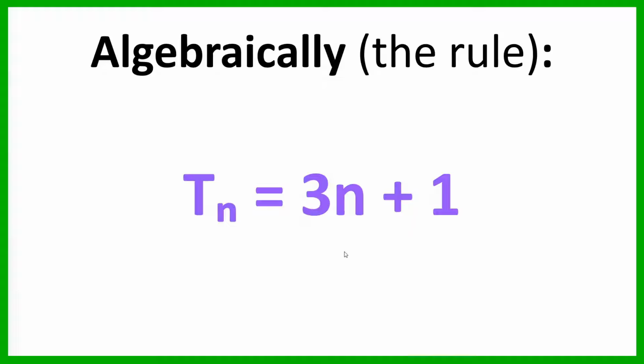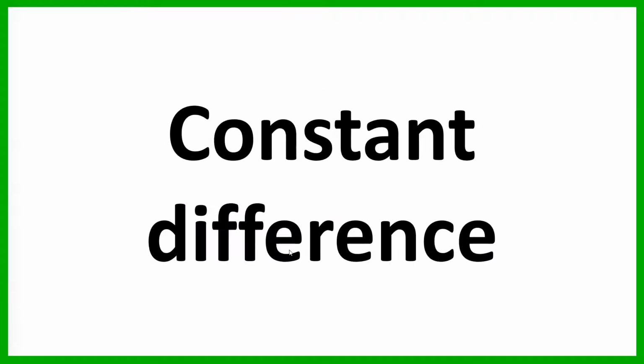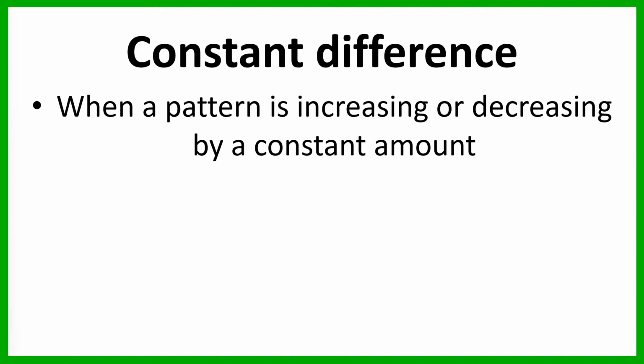So you can use the rule to help you to work out what the value of a particular term is, or you can use the rule to help you to work out the position of a term in a pattern. Right, now let's have a look at what we mean by a constant difference. A constant difference is when you have a pattern that is increasing or decreasing by a constant amount.